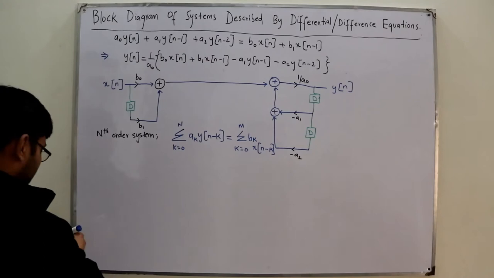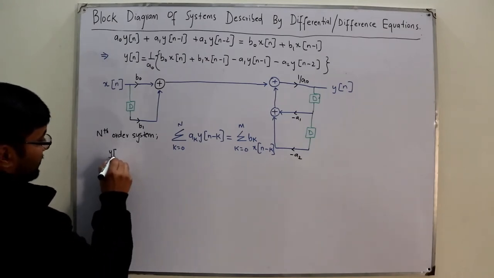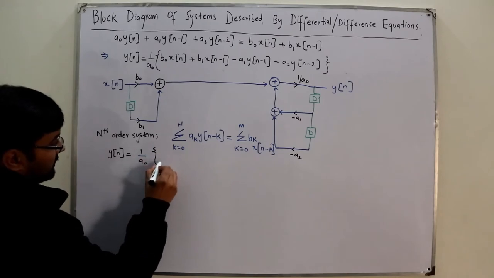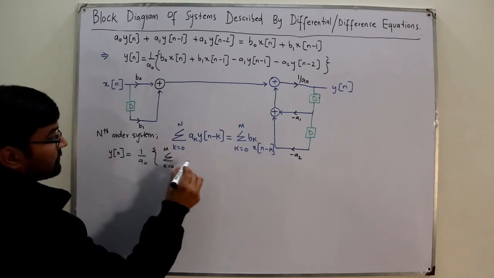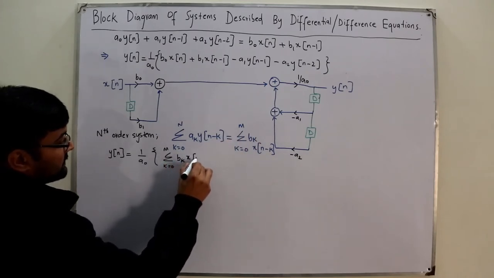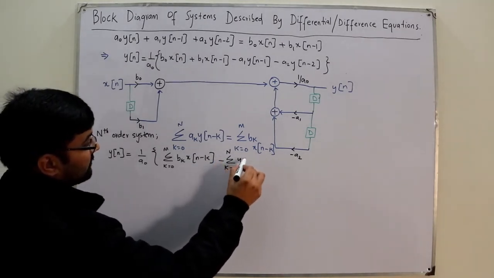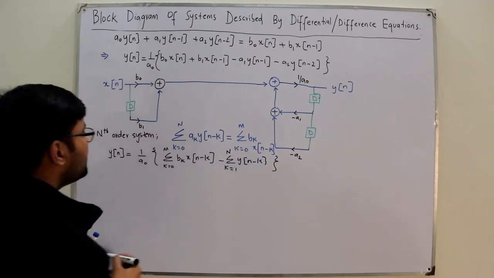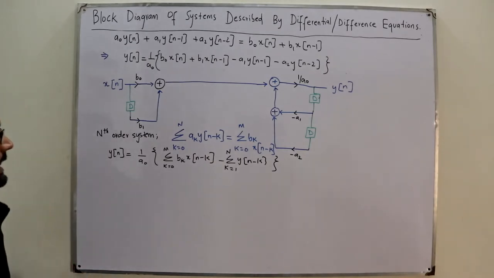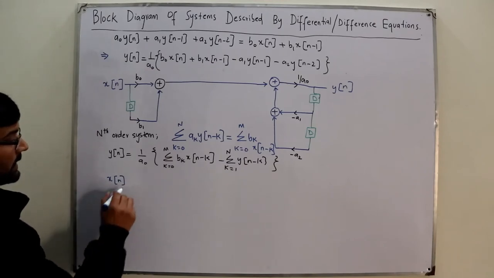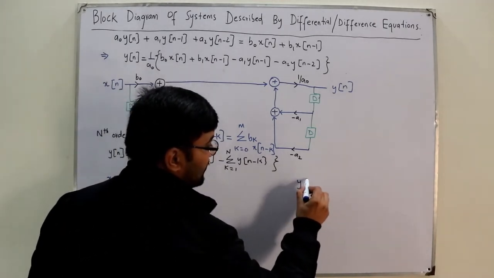So I am writing it directly: my y[n] would be equal to 1 upon a0, times the sum with k running from 0 to m of b_k x[n minus k], and then minus the sum with k running from 1 to n of a_k y[n minus k]. So this is the nth order general system, and I have to draw the block diagram for this particular system now. Have a look at the steps. I told you what to do: take your x[n], the input, at one side, and the y[n], the output, at another side.